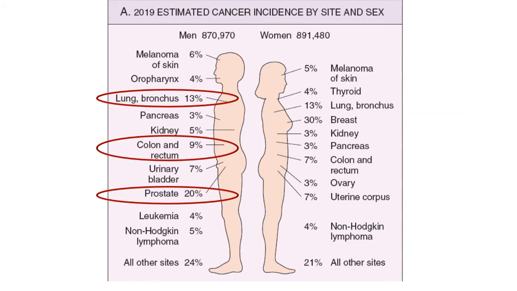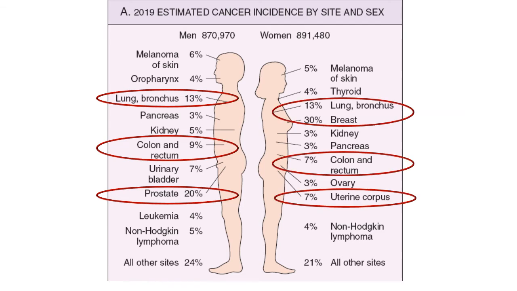So the top three tumors in males are from prostate, bronchus and lung, and colon and rectum, while for females the breast is the number one site, and it accounts for about 1/3 of all tumors in females. Number two is lung and bronchus, and number three is the colon and rectum, which equates to the tumor from the uterine corpus, also about 7%.